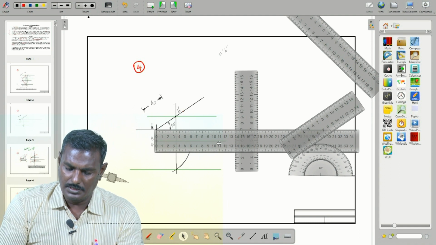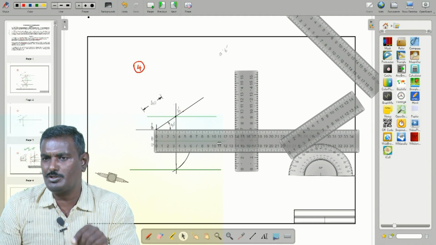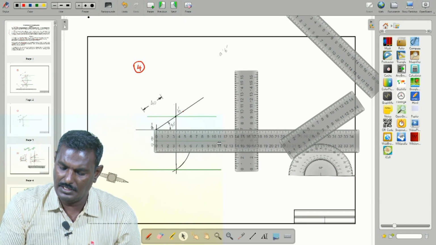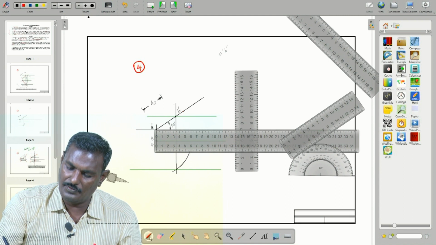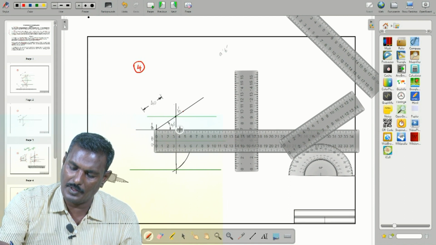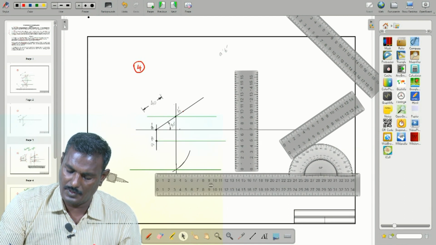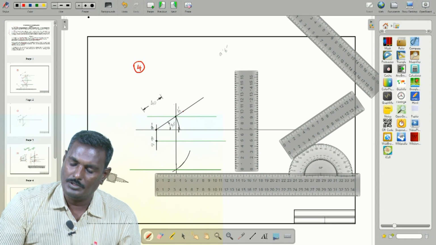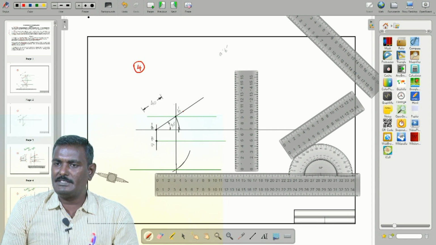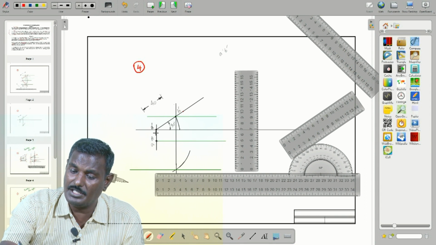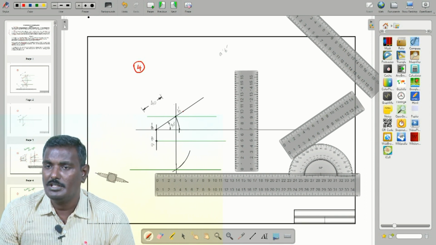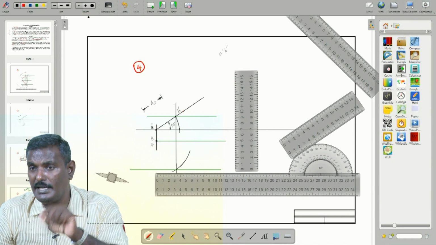Because this compass is not adaptable for a small scale, that is why it is very tedious. So, measure 40 mm here and make an arc. Measure 40 mm as radius, A dash as center, A dash B dash as radius, make an arc up to this. So, this is the locus line of the A dash point.